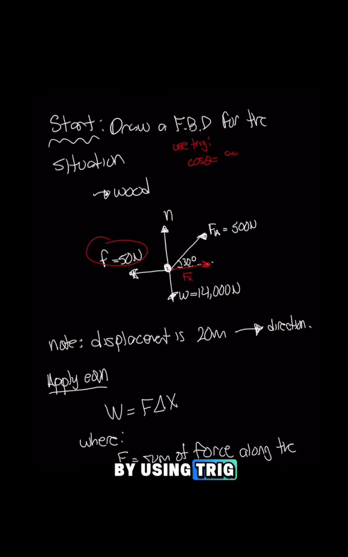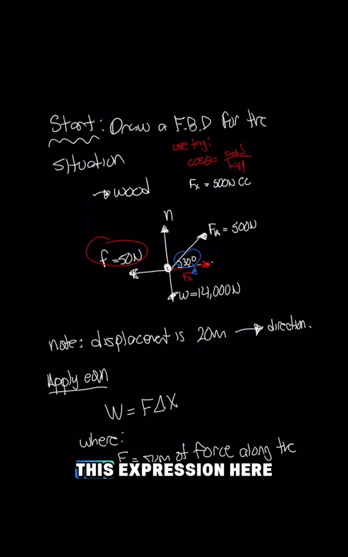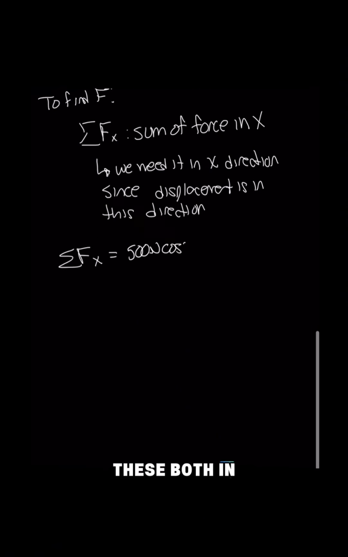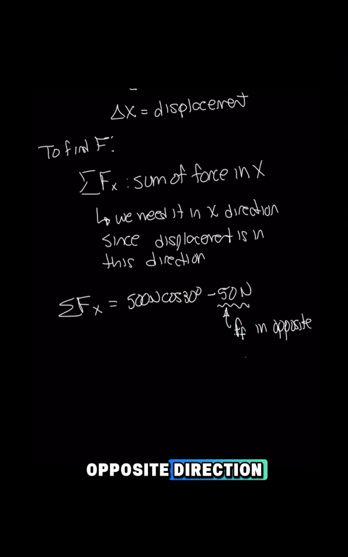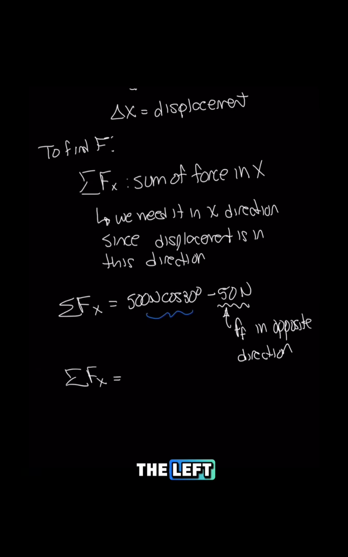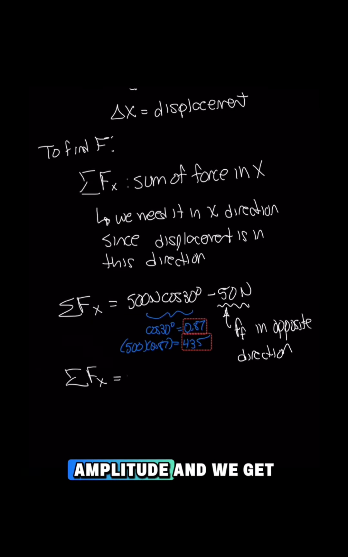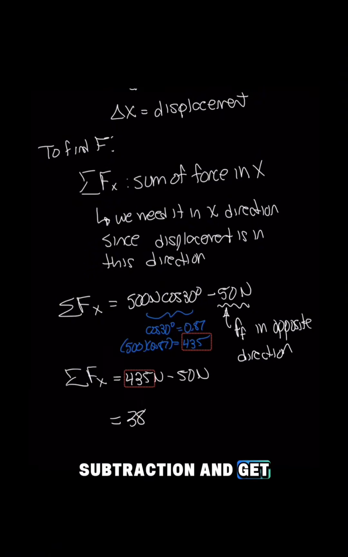We can find it by using trig, where cos theta is equal to adjacent over hypotenuse. Since F of x is adjacent, if we plug adjacent and hypotenuse into our cos theta equation and rearrange, we get this expression here. So we can plug these both in, remembering that the force of friction is in the opposite direction, so it's negative. We can compute the term on the left. Cos 30 is going to equal 0.87, and then we multiply that by the amplitude, and we get this. We do a simple subtraction and get this for the final answer.